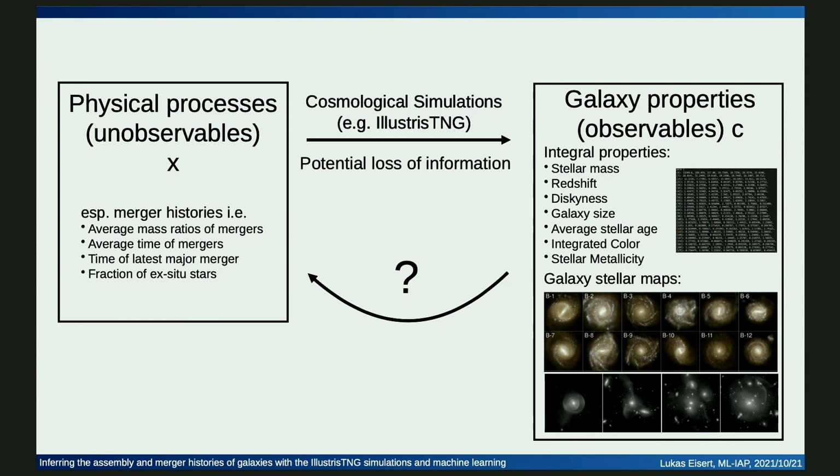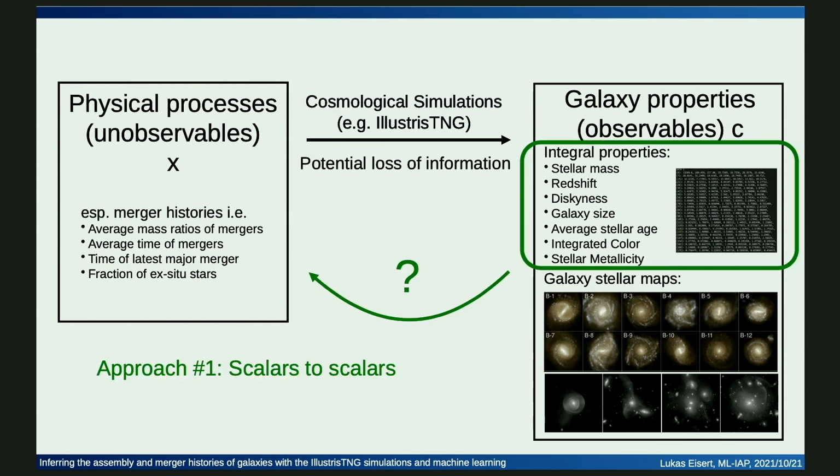And now I want to use machine learning to go the other way around. And I'm doing this basically in two steps. Approach number 1 is to do the feature selection myself. So I think about which observables could be most interesting for the merger history. In my case, I chose these: the stellar mass, the redshift, the diskiness, the galaxy size, the average stellar ages, the color of the galaxies, and metallicity.